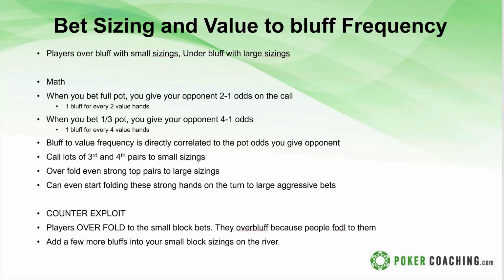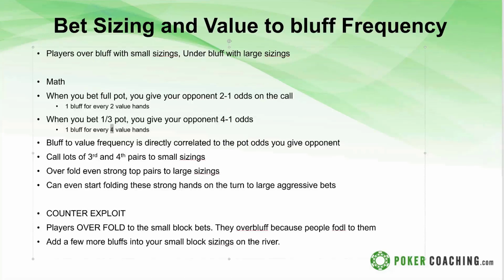So first, let's go over some math. When you bet full pot, you give your opponents 2-to-1 odds on the call. So there's 1 unit in the pot, you put 1 unit in as the bet, so they have to call 1 unit to win 2 units. When you give 2-to-1 odds on your opponent's call, that's how your value to bluff ratio works. It gets a little more complicated on earlier streets, but on the river, you should have 2 value hands for every 1 bluff. When you bet 1/3 pot, you give your opponent 4-to-1 odds.